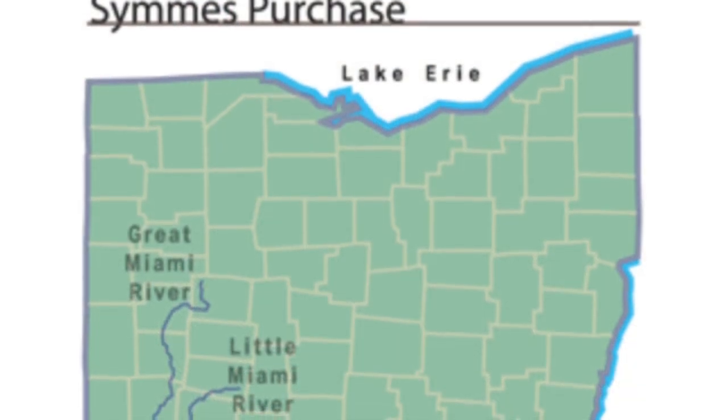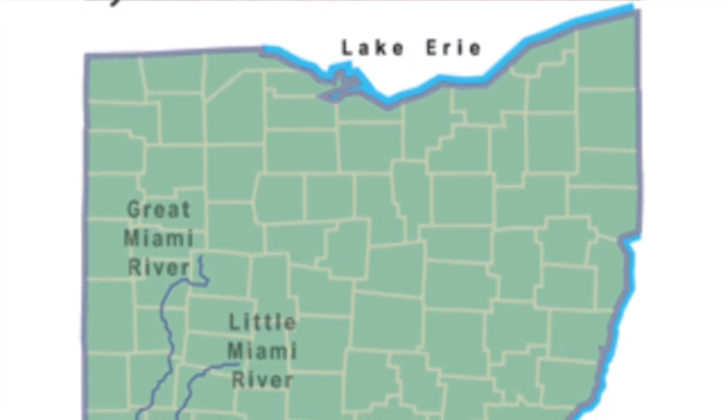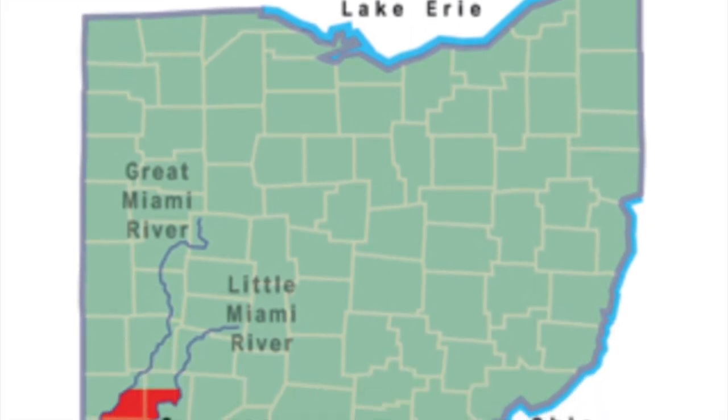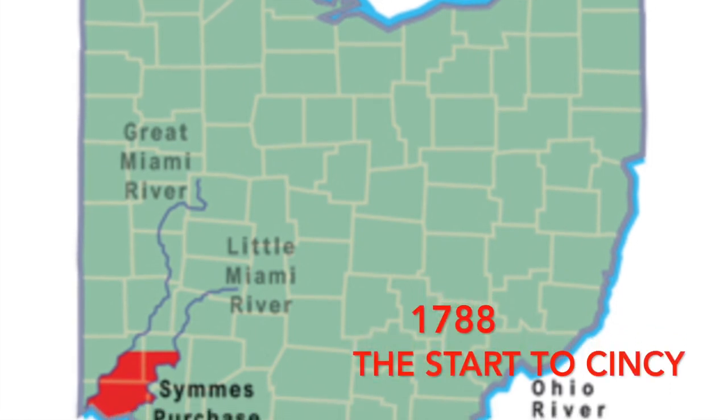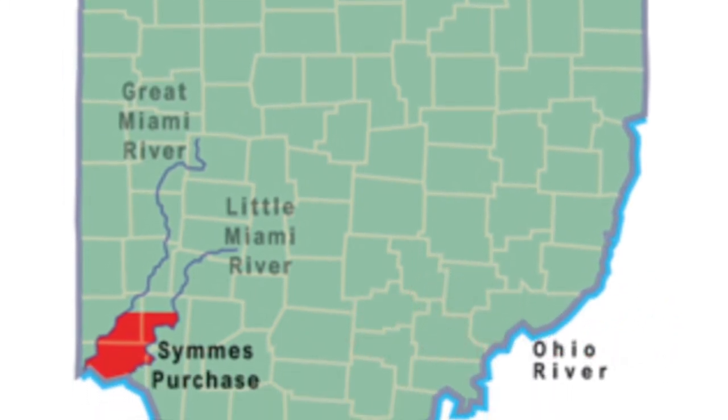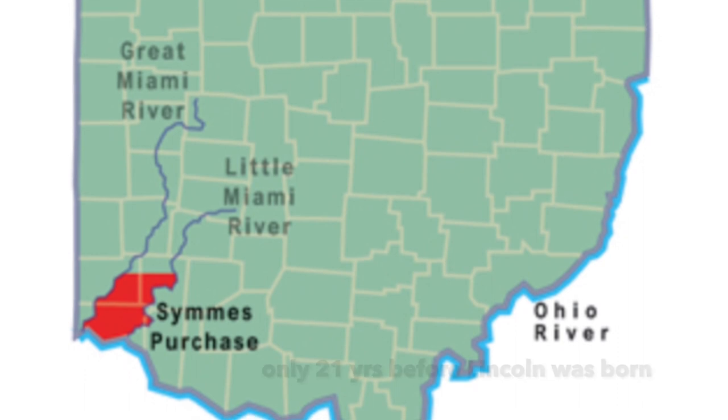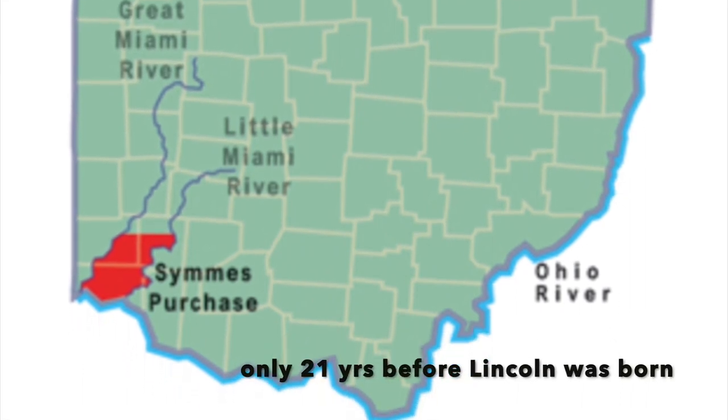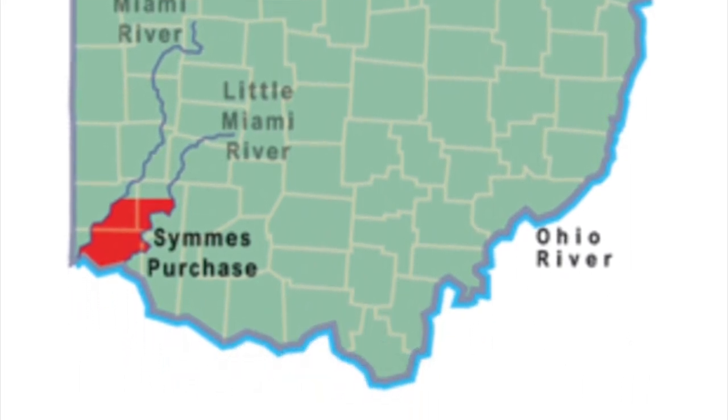Now, the Sims Purchase, made by John Cleve Sims, is where we get Sims Township in Cleves, Ohio. But he actually tricked many of the original settlers into selling them land that he did not himself own. The federal government no longer sold large parcels of land like this to real estate investors.